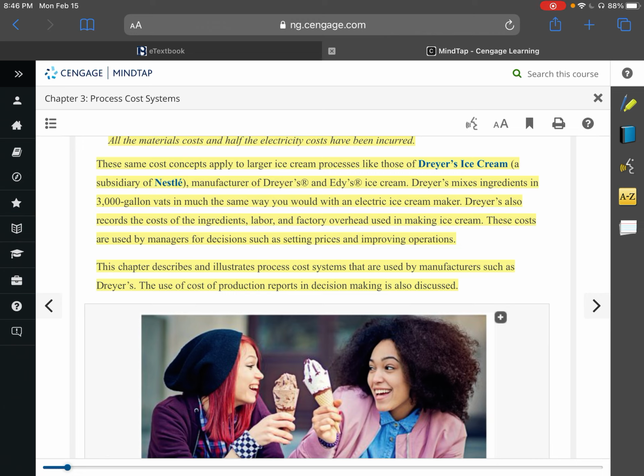Okay? So these costs are very important because managers use them to determine, do we need to keep making a certain flavor? Is there a way that we can lower the cost on these things? Because of how much cost is involved, how do we price this ice cream? So there's lots of tools and decisions that come from these processes.